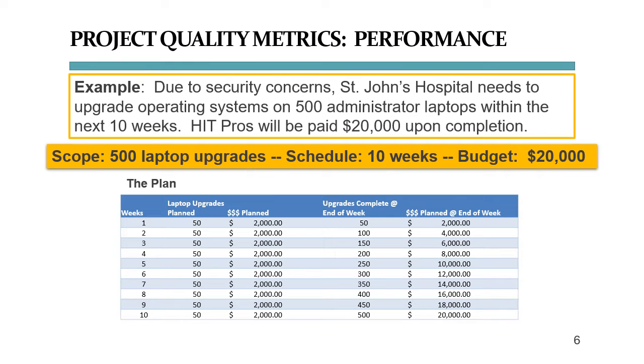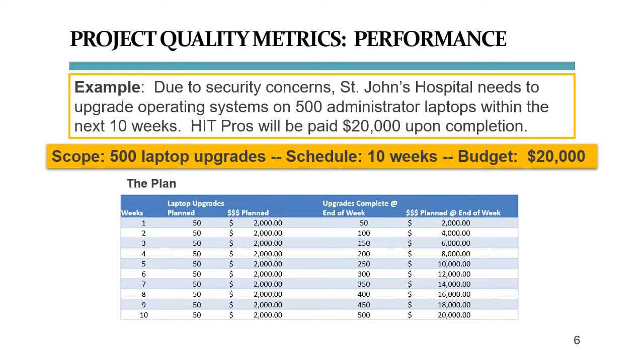Let's look at this with an example. Due to security concerns, St. John's Hospital needs to upgrade operating systems on 500 administrator laptops within the next 10 weeks. Our company, HIT Pros, will be paid $20,000 upon completion. So our scope is 500 laptop upgrades, our schedule is 10 weeks, our budget is $20,000.